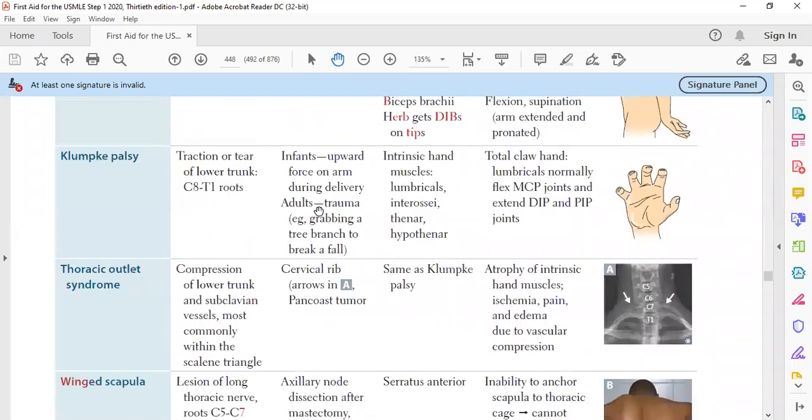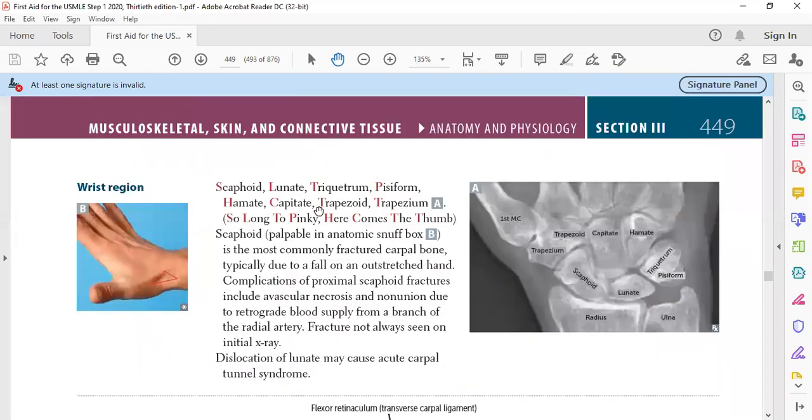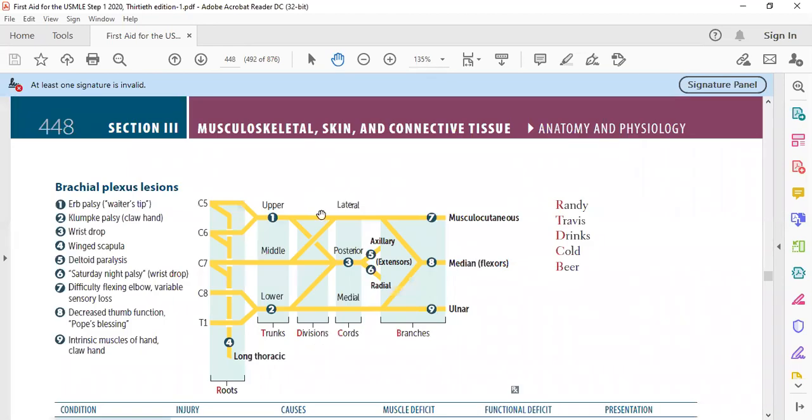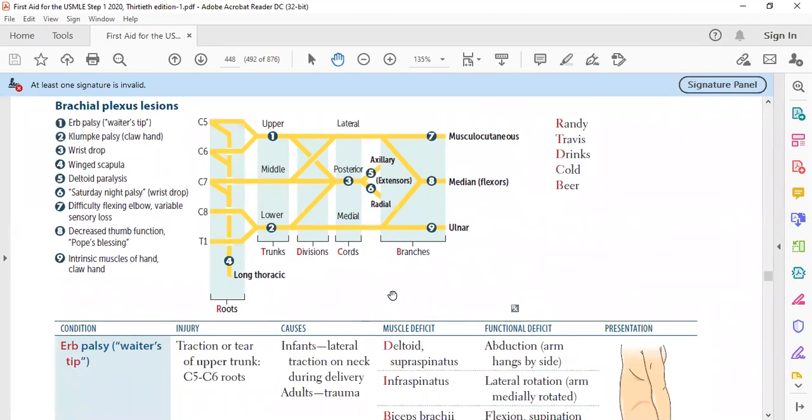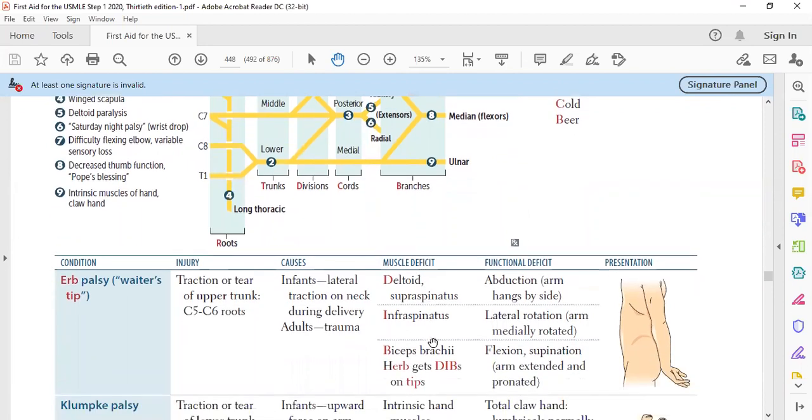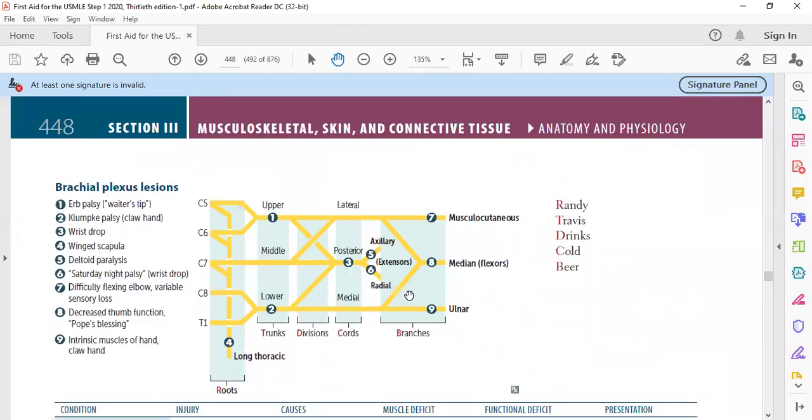Now we have the brachial plexus, and the things which we will study in this are the brachial plexus lesions, which are discussed here as well. First of all, we have the brachial plexus lesions. Number one is Erb's palsy, which is waiter's tip. It is upper. Then we have Klumpke's palsy, which is a claw hand.